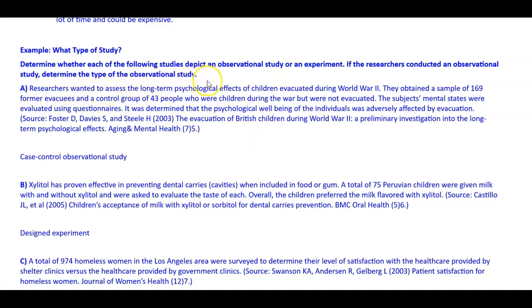Determine whether each of the following studies depict an observational study or an experiment. If the researchers conducted an observational study, determine the type of the observational study. Part A: researchers wanted to assess the long-term psychological effects of children evacuated during World War II. They obtained a sample of 169 former evacuees and a control group of 43 people who were children during the war that were not evacuated. The subjects' mental states were evaluated using questionnaires. It was determined that the psychological well-being of individuals was adversely affected by evacuation. This is considered a case-controlled observational study.